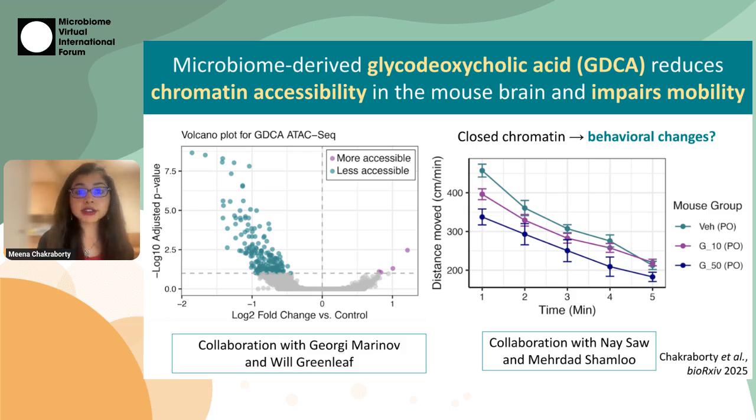The teal line represents vehicle-treated mice, the purple line represents mice treated with a low dose of GDCA, and the navy line represents mice treated with a high dose of GDCA. And you can see here a dose-dependent reduction in mouse mobility upon GDCA treatment.